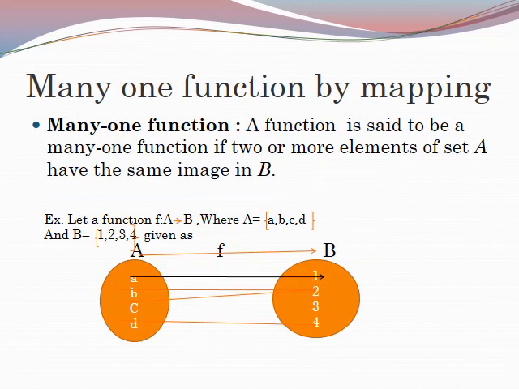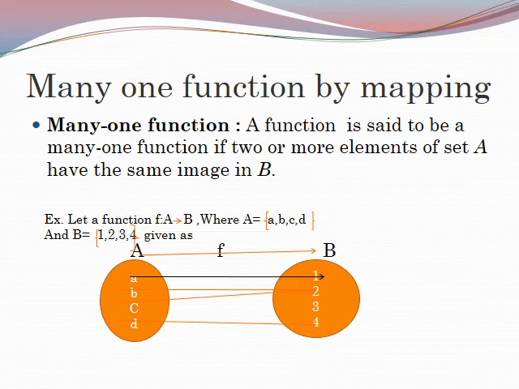many-1 function by mapping. When we are talking about the many-1 function by mapping, it means a function defined from set A to set B, and if more than one element of A has the single image in B, it means many is going to 1, then we say that the function defined from set A to set B is a many-1 function.